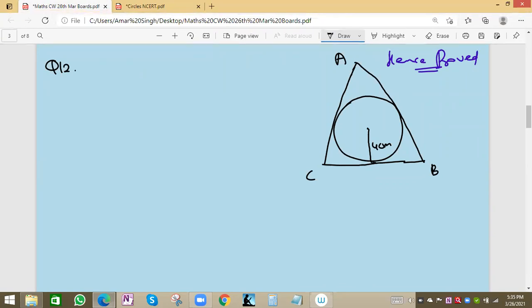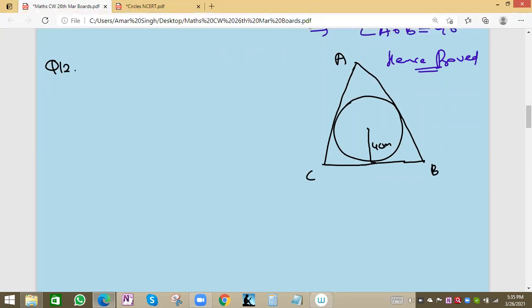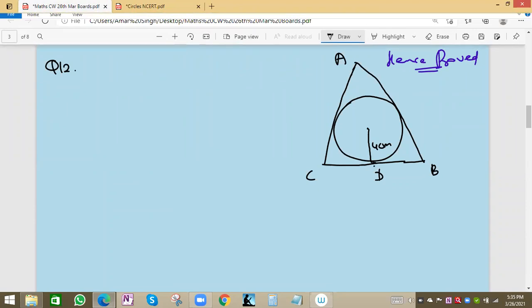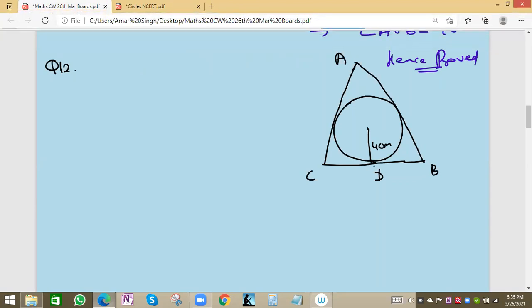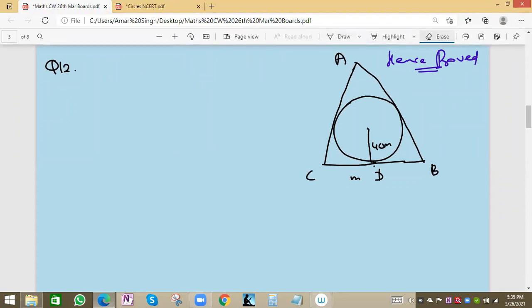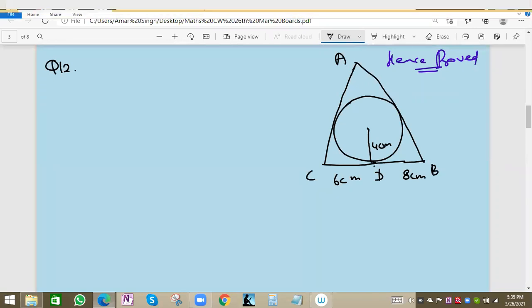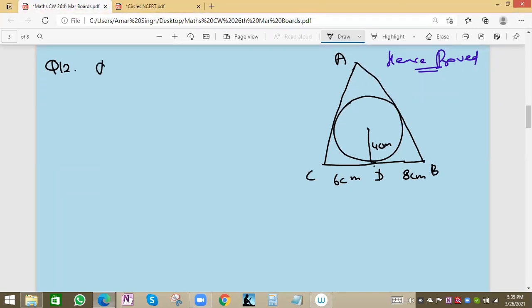And D is a point on BC such that BC is divided into 8 centimeter and 6 centimeter respectively. The figure is given, this is 8 centimeter. This is 6 centimeter. This is 8 centimeter. So we have to find the lengths of AB and AC, so AB equal to question mark and AC will be equal to question mark.